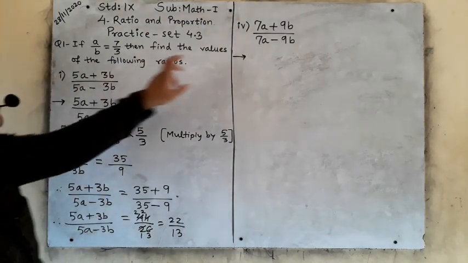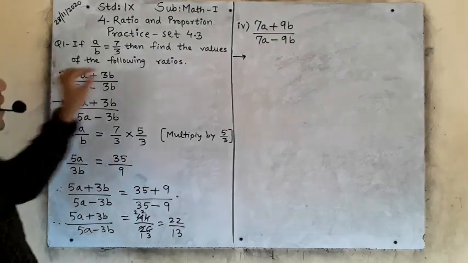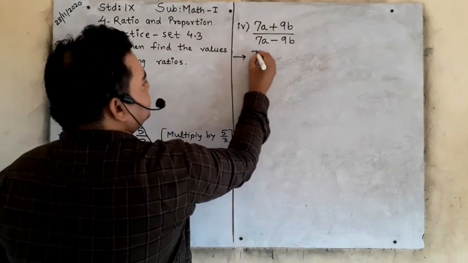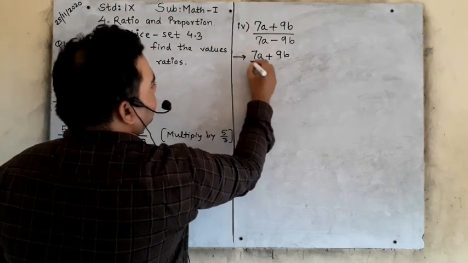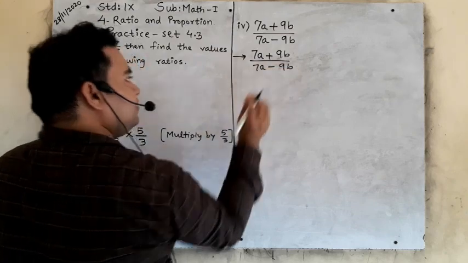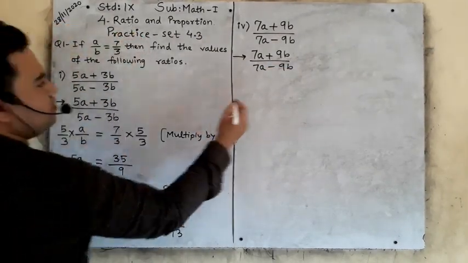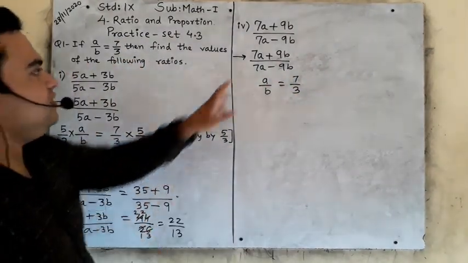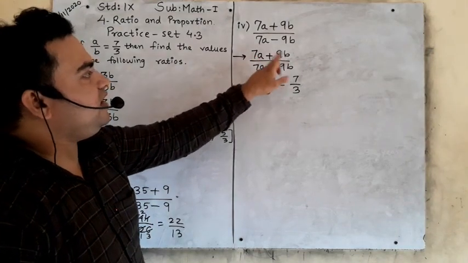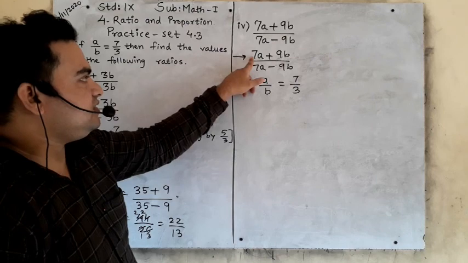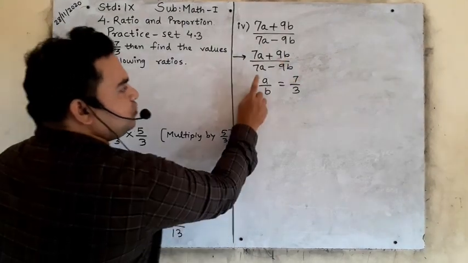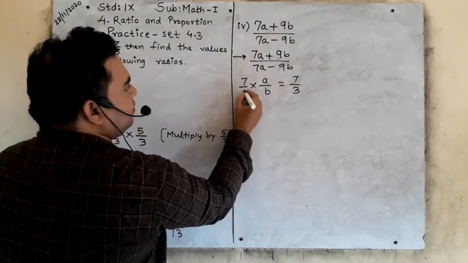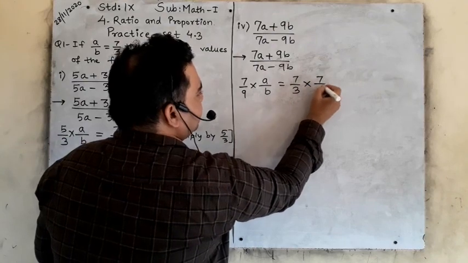After question number 1, I have written 4th here, because question number 1 and question number 4 are similar, so you will solve that. First you will copy this question as it is: (7a plus 9b) upon (7a minus 9b). It is given that a upon b is equal to 7 upon 3, but here we have 7a and 9b. The coefficient of a is 7, the coefficient of b is 9. So you want 7a and 9b. What you will do is multiply by 7 upon 9, and here also you will multiply by 7 upon 9.